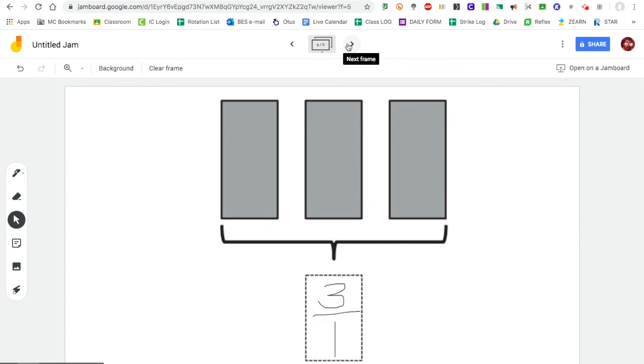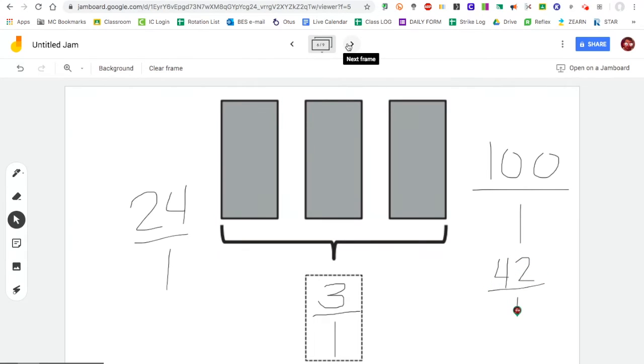A little trick here. If you want to change any whole number into a fraction, all you do is put it over 1. It works for any number. You could change 100 into a fraction by just putting it over 1. It works with any number. Even 42, I love you. So, 3 over 1 is what you should have on this question.